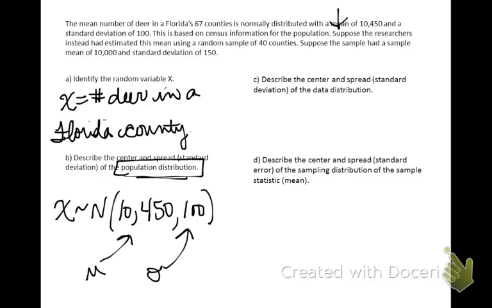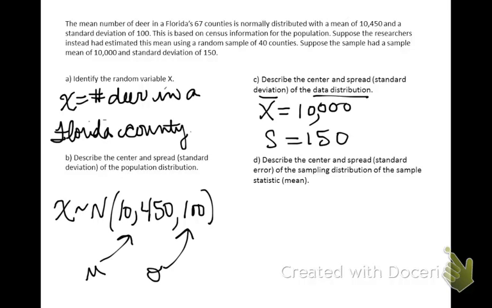Suppose the researchers instead had estimated this mean using a random sample of 40 counties. Suppose the sample had a sample mean, which would be X bar of 10,000, and a standard deviation of 150. These numbers came from a sample that makes them part of the data distribution. Now we can describe the center and spread of the sampling distribution of the sample statistic.